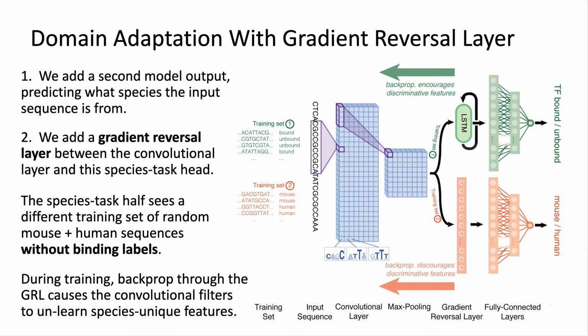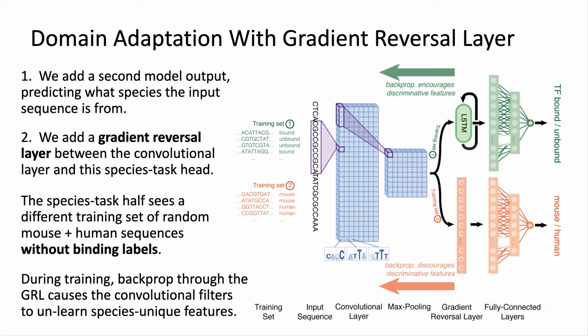In the second stage, we're going to take examples from our second training set, and we're going to propagate them only through the species discriminator secondary model output. And so very importantly, the TF binding classifier task head will never see human examples, and it will never see binding labels from those examples. So this is still unsupervised domain adaptation. We're just using background distribution sequences to inform our model.